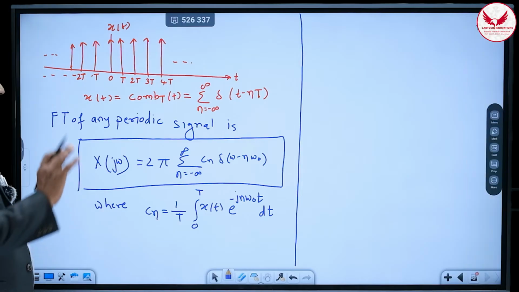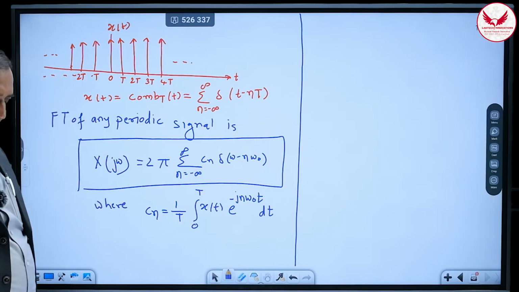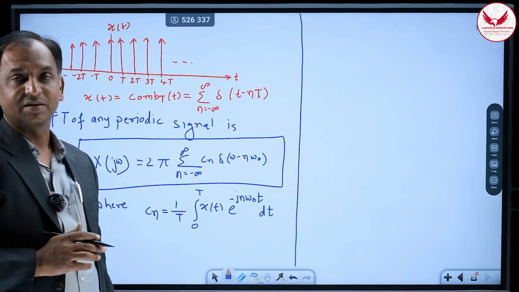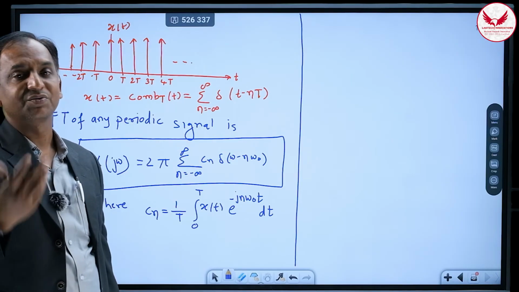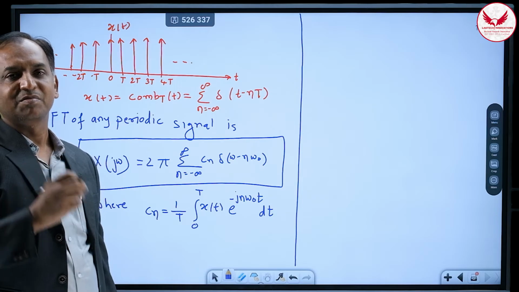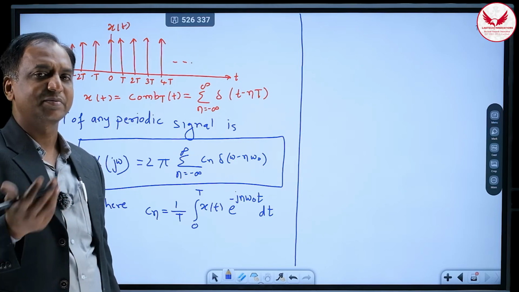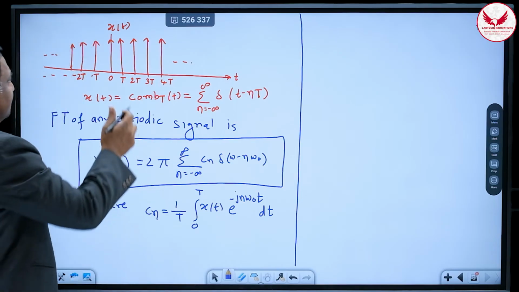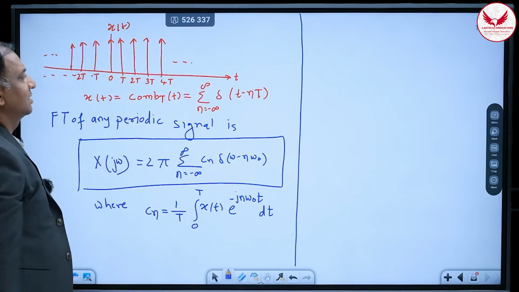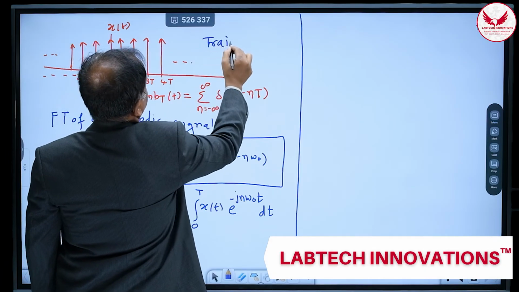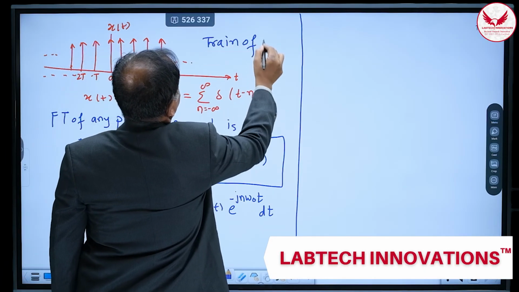Now we will find the Fourier transform of a periodic signal. I told you the Fourier transform is used only for aperiodic signals. If there is a periodic signal, you convert that periodic signal using the exponential Fourier series. So you can represent x of t, and if you look at this x of t, it is nothing but a train of impulse signals. This is called a train of impulses.